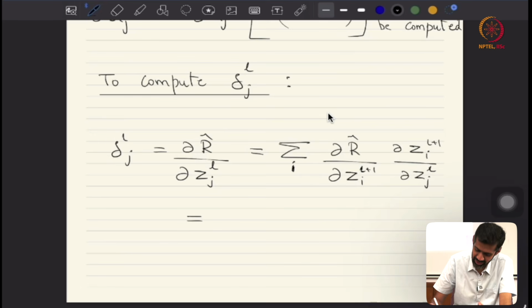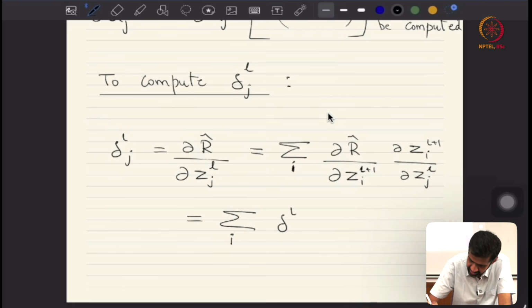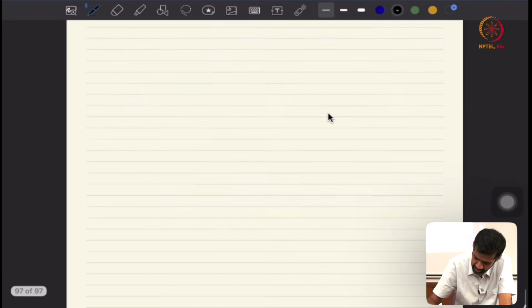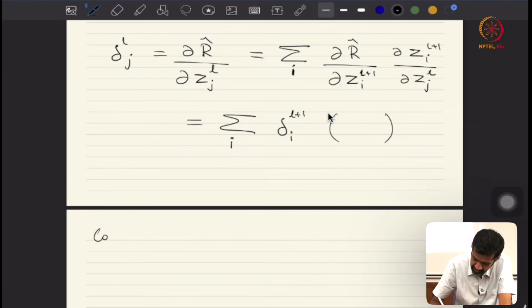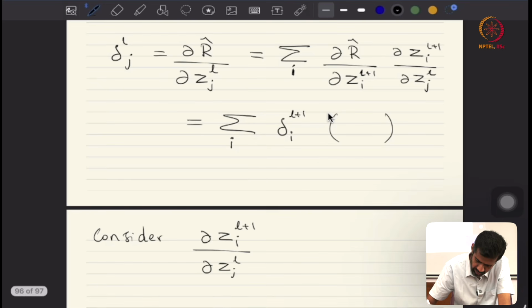Is that okay? Now we already know that this term, the first term, what is the first term? First term is del_i^(L+1), yeah, it's correct by definition. And to compute the second part, let's look at what the second part is. Consider what is this equal to.